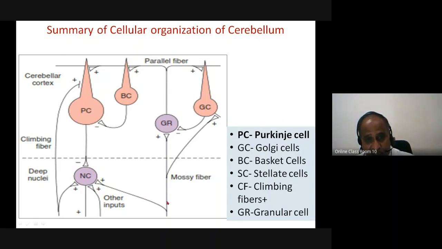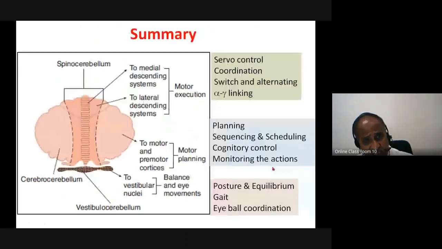These are mossy inputs, and the Golgi cell tries to check the actions of the granule cells, and whatever the outputs, it receives inputs from a number of other areas. These are the cellular organization of the cerebellum.